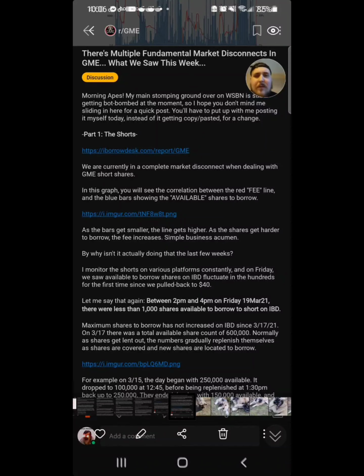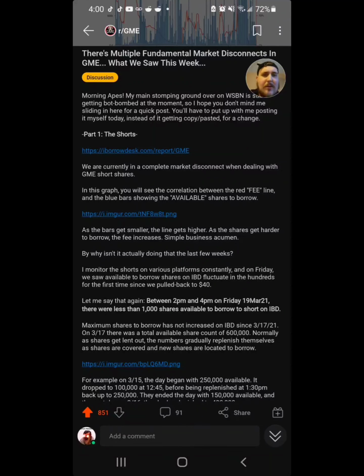So he has a report from iBorrowDesk there, which is just a screenshot. It's not linked, but it just shows the amount of shorts that are left to be shorted for GameStop. So he says, we are currently in a complete market disconnect when dealing with GameStop short shares. In this graph, you will see a correlation between the red fee line and the blue bars showing available. Obviously, I'm not going to pull up the charts and everything. As the bars get smaller, the lines get higher.